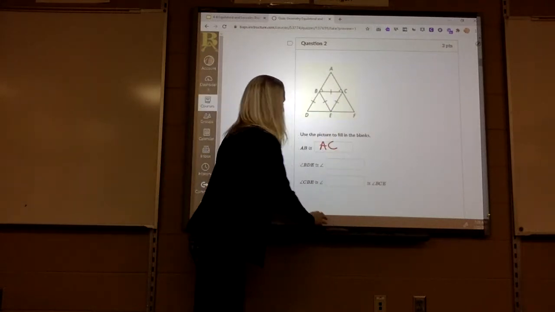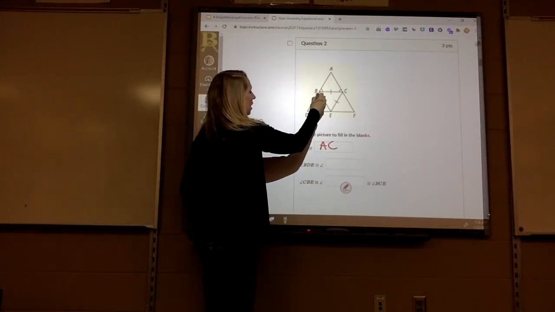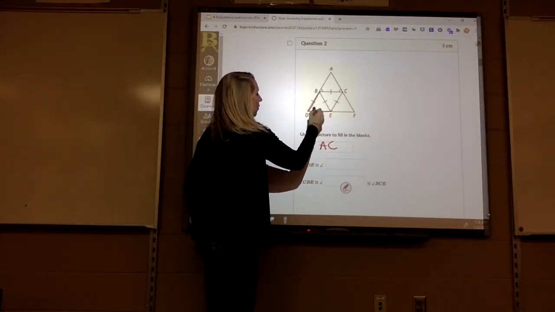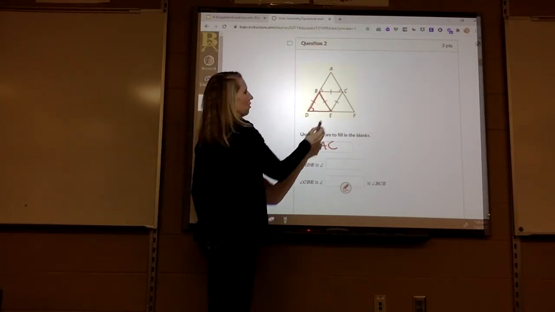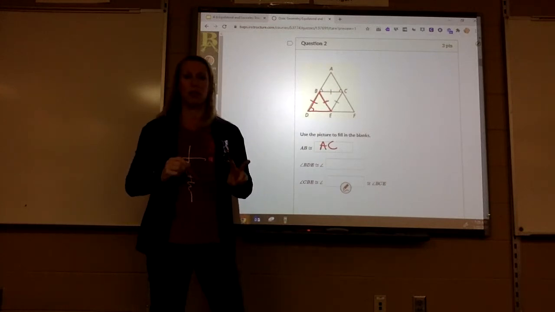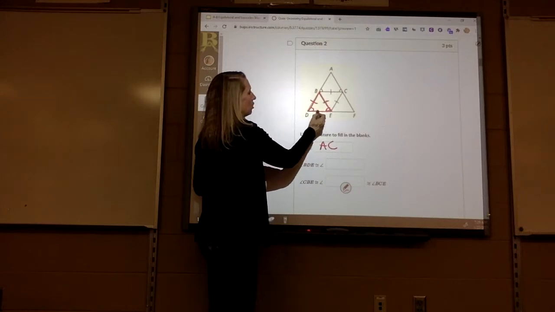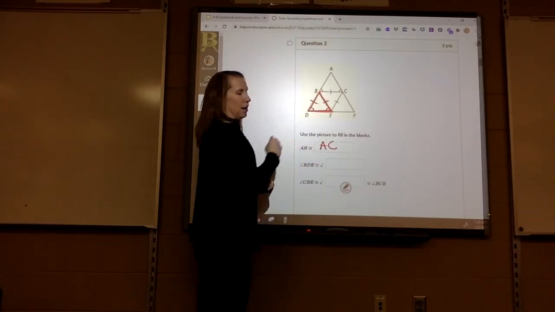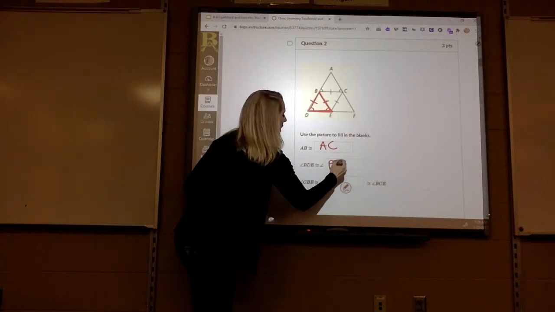So first, I have angle BDE. So BDE would be this angle. Well, that's going to go with this triangle, and do you notice these two sides are equal? So if those two sides are equal, the two base angles are equal, how could you name that angle right there? I hope you said BED.